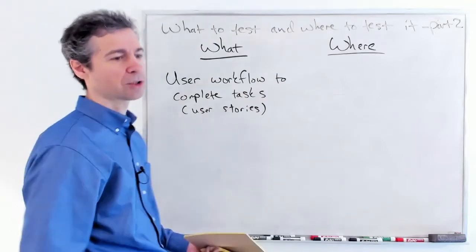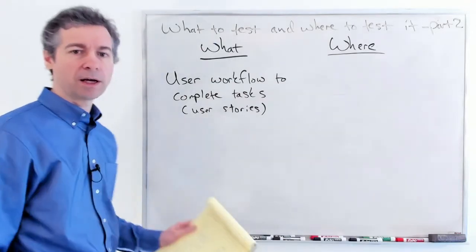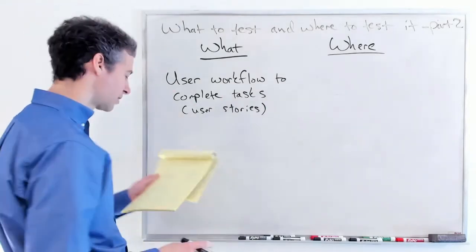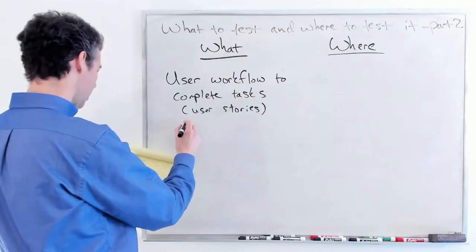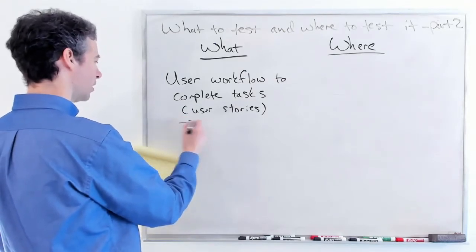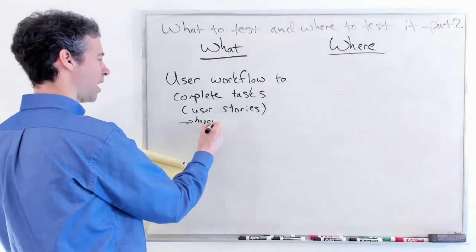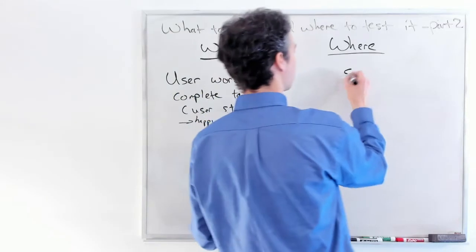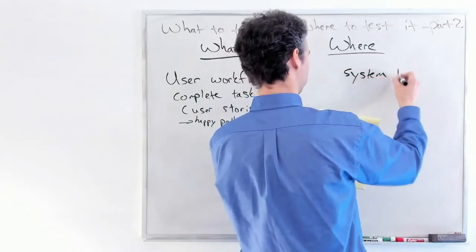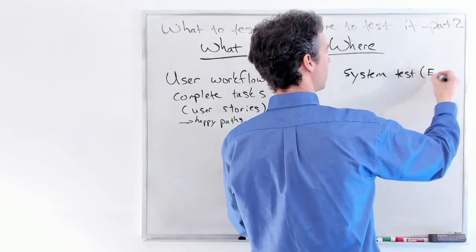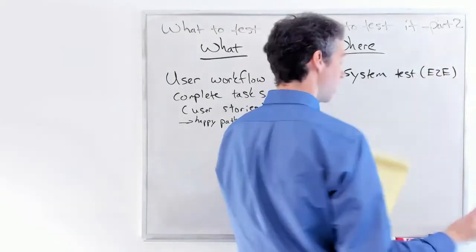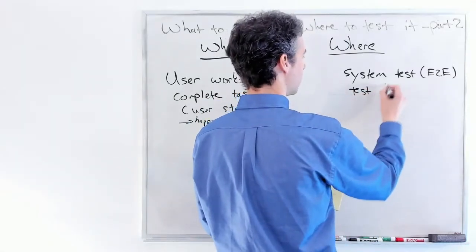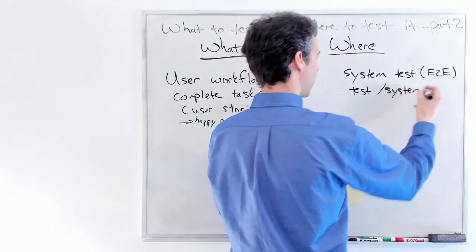Oh, as a user, I should be able to add an item to the shopping cart. Great. You're going to test that sort of stuff. We're going to test in particular, be sure, the happy paths. Okay. So where do we test this sort of thing? This is where we do a system test, also known as an end-to-end or a functional test or whatever. In the case of Rails, we're going to put these in our test system directory.